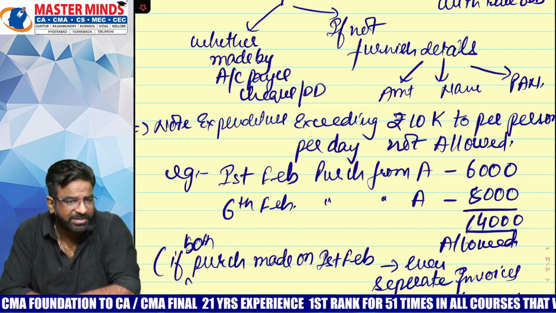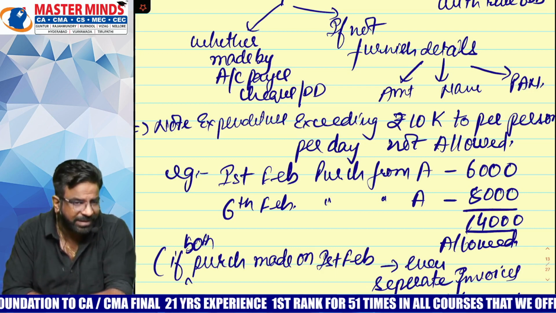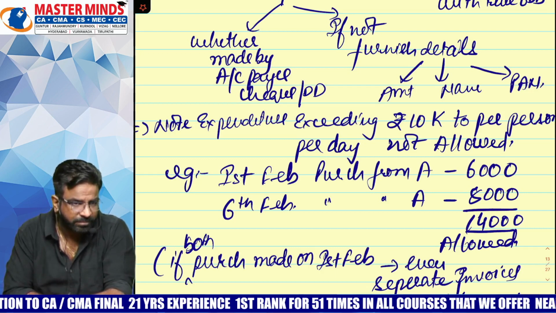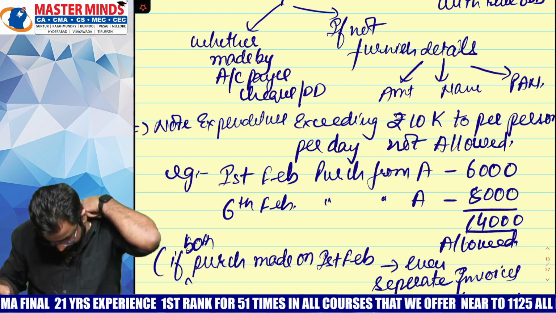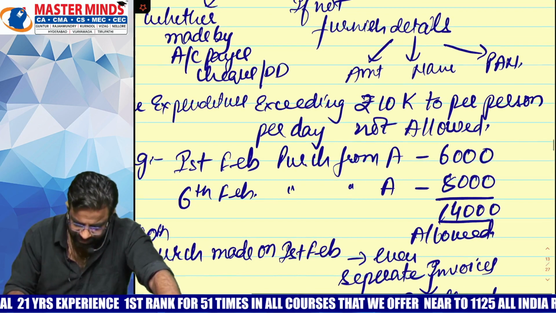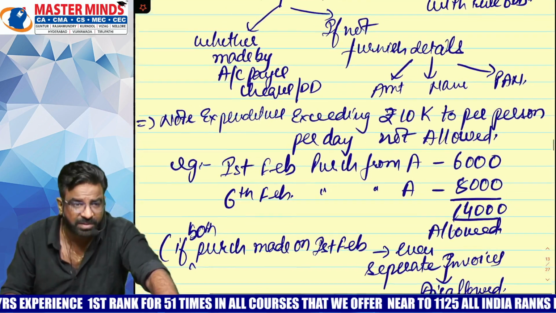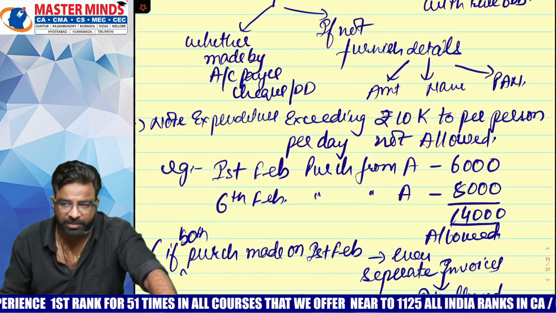But you are doing it just to escape the provision of what? 10K. Are you getting the point? हाँ कि ना? So see, expenditure exceeding 10,000 per person per day is allowed or not allowed? मैंने भी वही पूछा, per person per day.